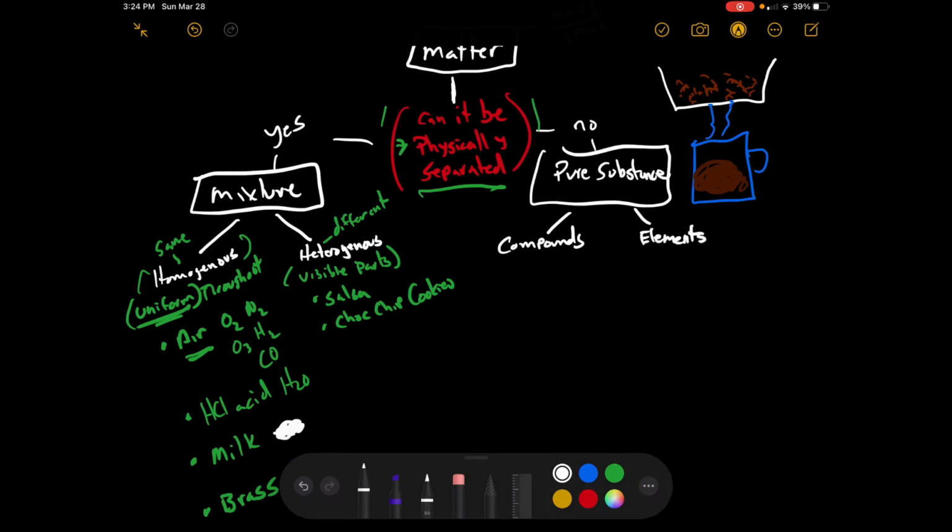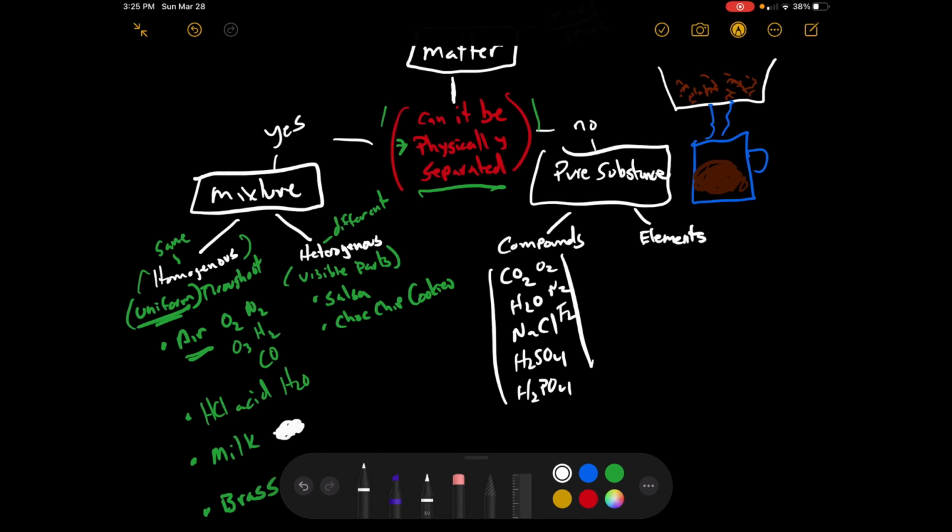And compounds are simply elements joined together, like CO2 or H2O, or let's say NaCl, or H2SO4, sulfuric acid, or H3PO4, phosphoric acid. So these are compounds. These are two or more elements joined together. It could also be molecules. O2, N2, remember these are diatomic molecules. F2, these are molecules.